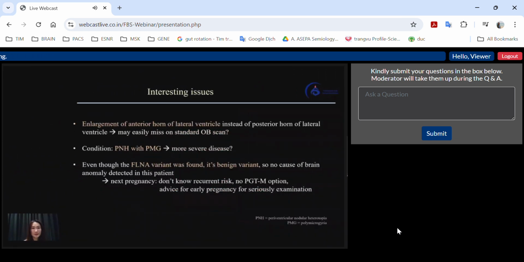Here are some key points from this case. Number 1, the enlargement is in the anterior horn of the lateral ventricles, not the posterior horn, which could be missed on a standard OB scan. Number 2, this is a condition with PNH and PMG, which might lead to more severe issues. Number 3, the FLNA variant found is benign, so it doesn't explain the brain anomaly. For her next pregnancy, the recurrence risk is unclear. If she tries again, we advise early, detailed ultrasound monitoring.